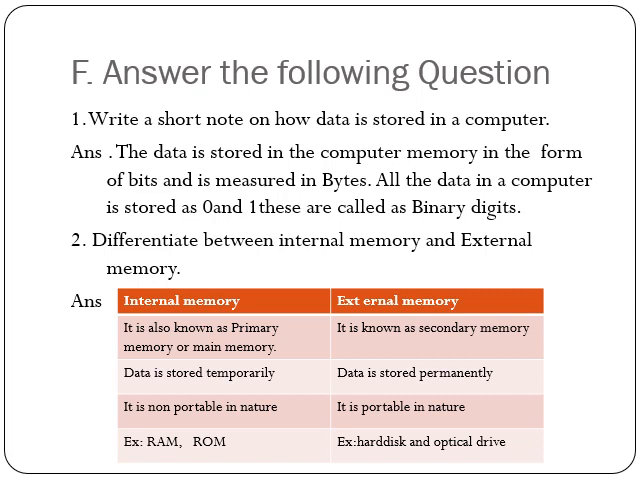Differentiate between internal memory and external memory. Internal memory is also known as primary memory or main memory. External memory is also known as secondary memory. In internal memory, data is stored temporarily. In external memory, data is stored permanently. Internal memory is non-portable in nature. External memory is portable in nature. Internal memory examples: RAM and ROM. External memory examples: hard disk and optical drive.